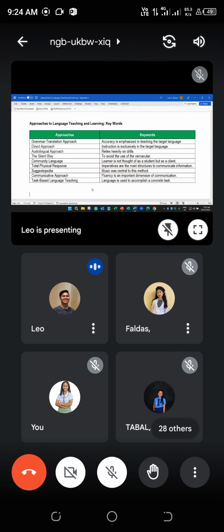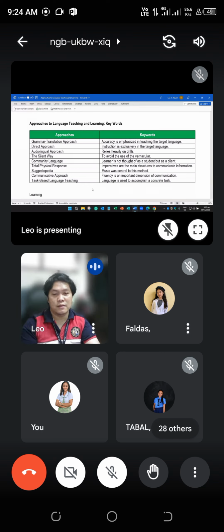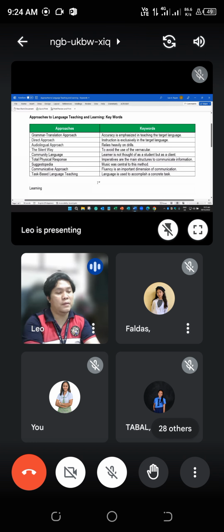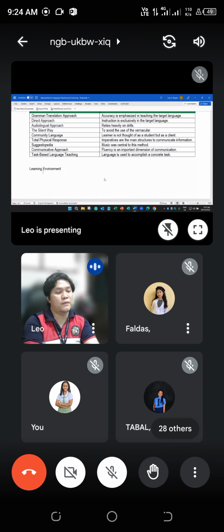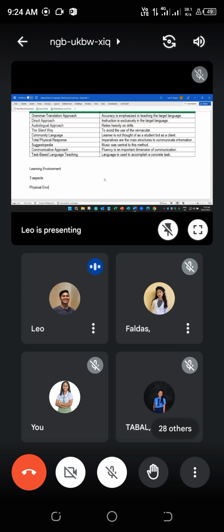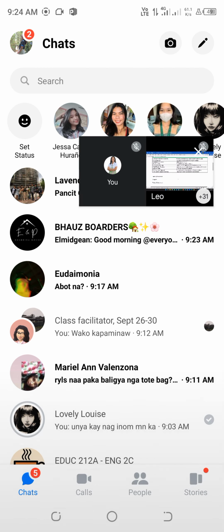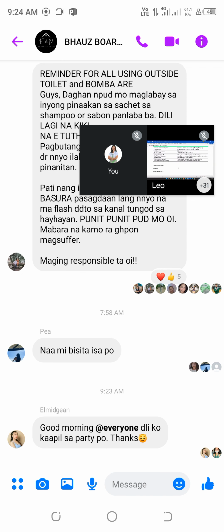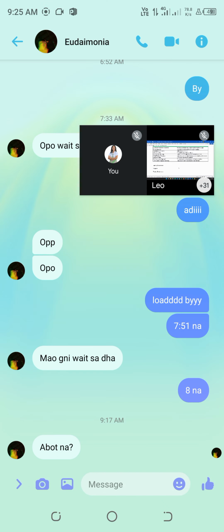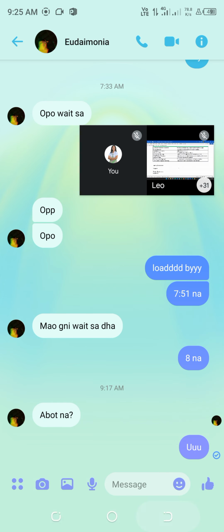So, the learning environment is composed of three broad aspects. We have the physical environment. Let me write it down and I will discuss it. We have the physical environment, and then we have the academic environment.